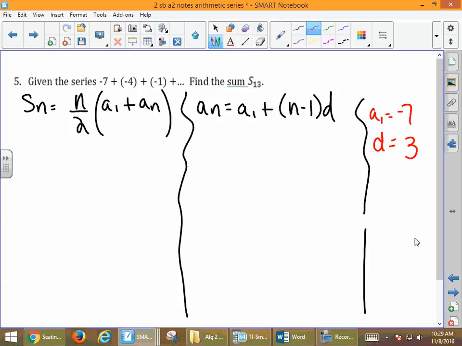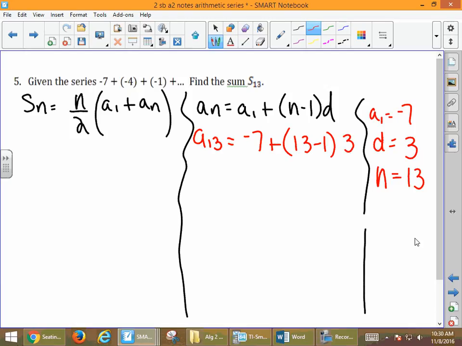We want to find the sum of 13 terms. That means that n is 13. That's probably the hardest part. So the question is, do we need to use our formula from yesterday? We do. We need to figure out what that 13th term is. So over here, we've got a sub 13 equals our first term, negative 7, plus n minus 1, times 3.